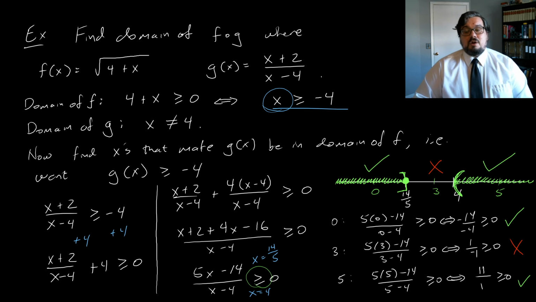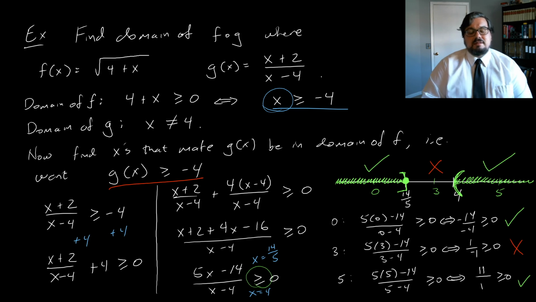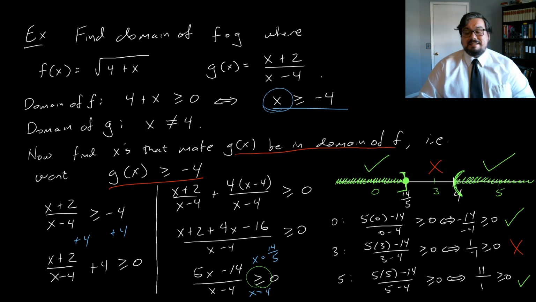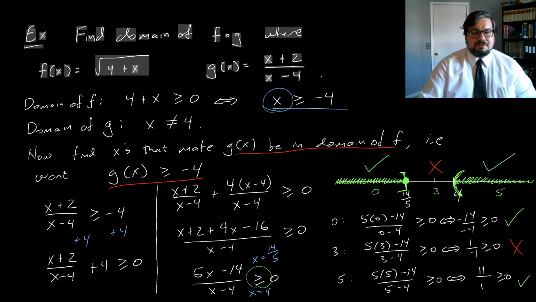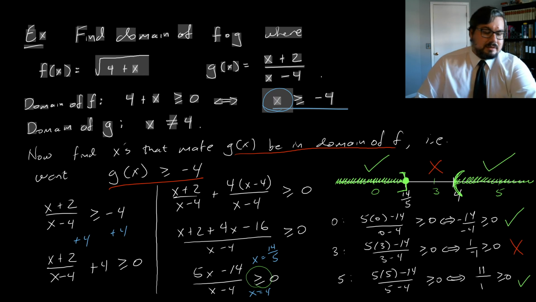All right, so what does all this mean? We were trying to find the conditions on x that would make g of x greater than or equal to negative 4, because that's what makes g of x be in the domain of f. So we have that these intervals will make g of x be in the domain of f, and so that's the second part of the condition that we need.